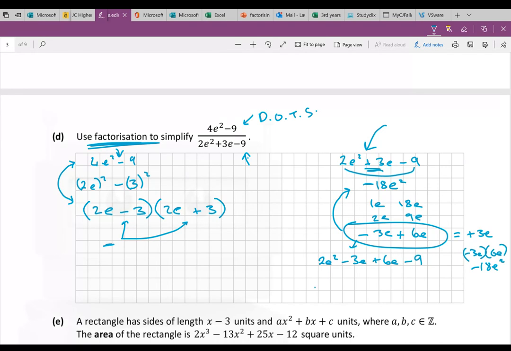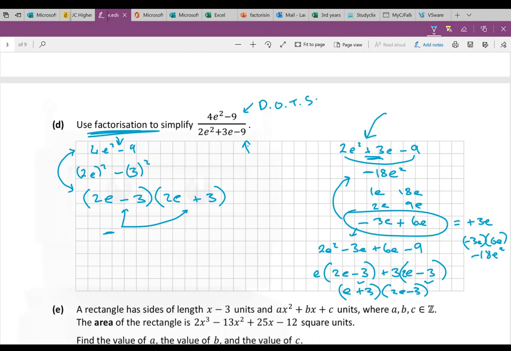In common in the first set, all I have is e, and then 2e minus 3. In common in the second one, the number 3 goes into both 6 and 9, and then 2e minus 3. These brackets are the same. So my top line was 2e minus 3, 2e plus 3, and my bottom line worked out to be e plus 3, 2e minus 3.